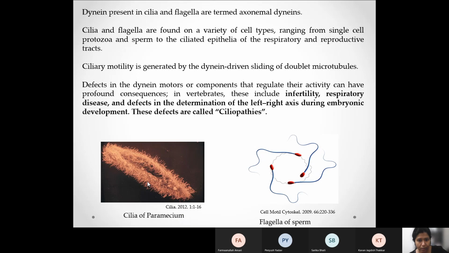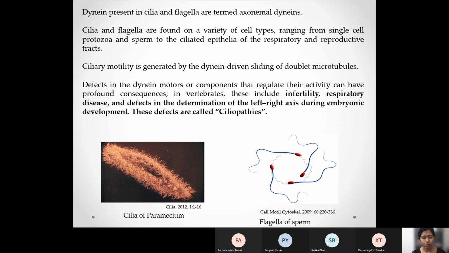And okay, let's go back to this slide. Because they are involved in so many processes, and one very significant process being the flagellar movement or the ciliary movement, defects in dynein function are associated with something called ciliopathies. We'll come to this later after the minors. We'll come to all of these myopathies, ciliopathies. But it gives you an idea.